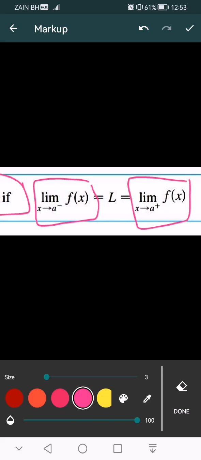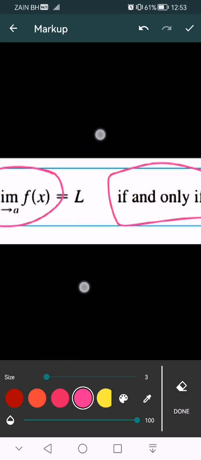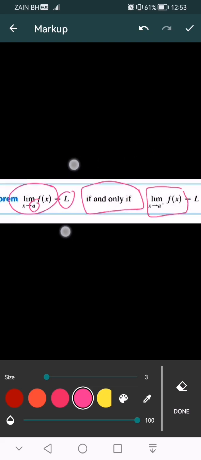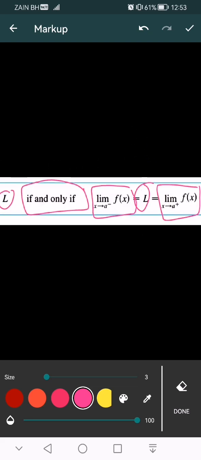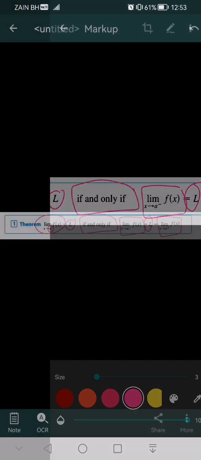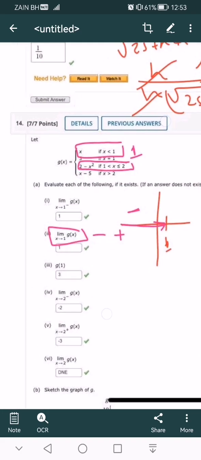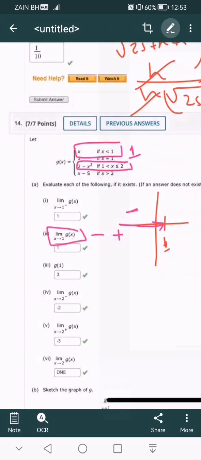So left and right: if the left side is equal to the right side, that means the value of the limit without left and right will be the same as left and right. In other words, okay? I think I have bored you, but let's continue.